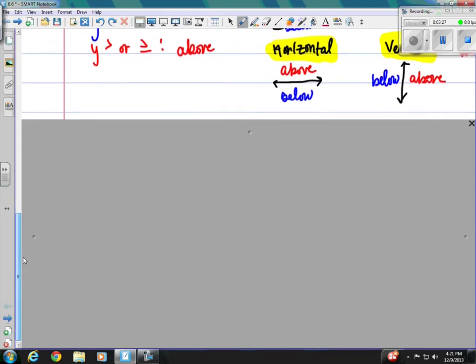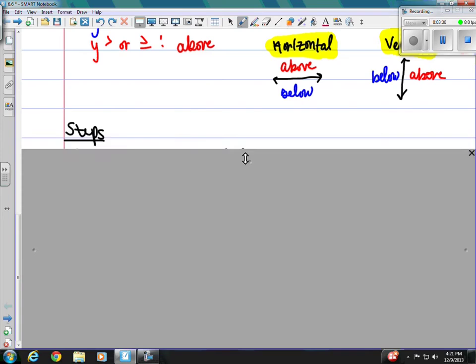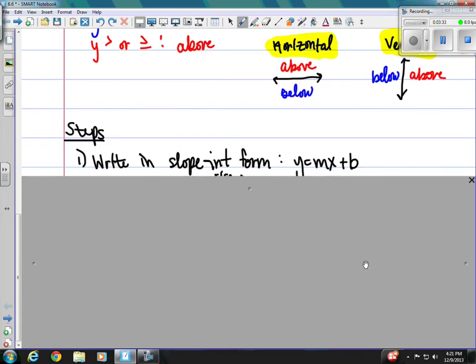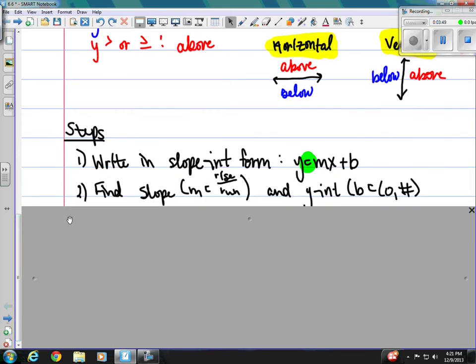Now, because they're just a little bit different than equations, we're just going to write down a couple of our steps. So step 1 is to write your inequality in slope-intercept form. You want it to look like y equals mx plus b. The only difference is this symbol will be different. It won't be an equal sign today. Now, our second step is to find our slope, and once again we're graphing, so it's m equals rise over run, to find our y-intercept, which is our variable b. And remember, when we write it as an ordered pair, it's 0, because it's the y-intercept, and then your number.